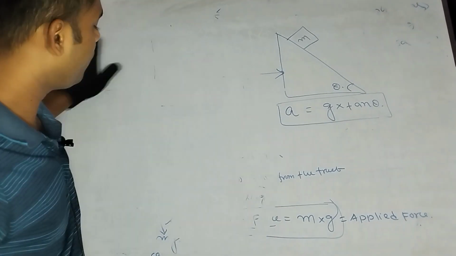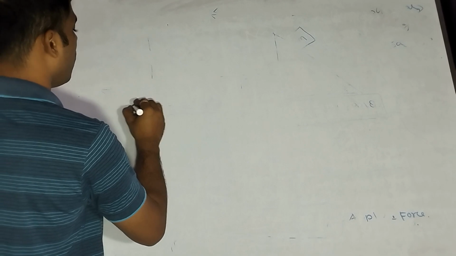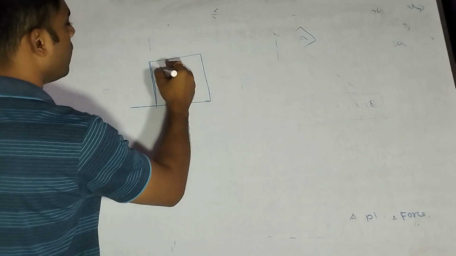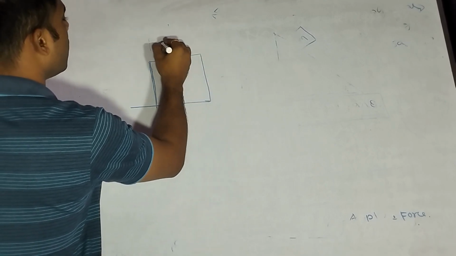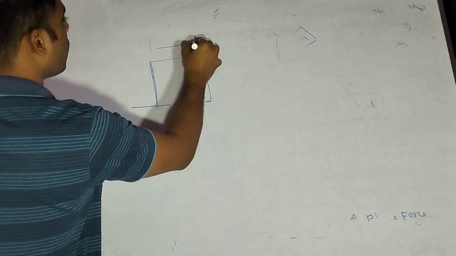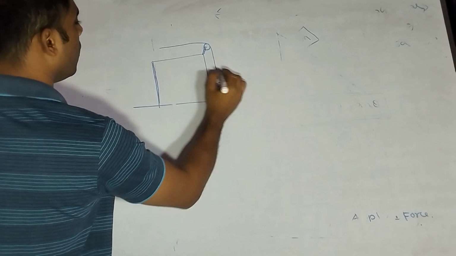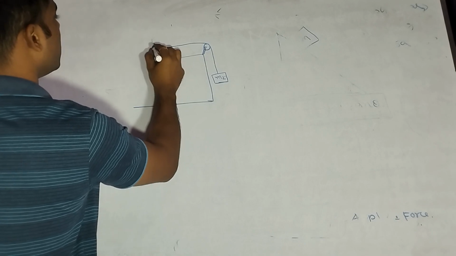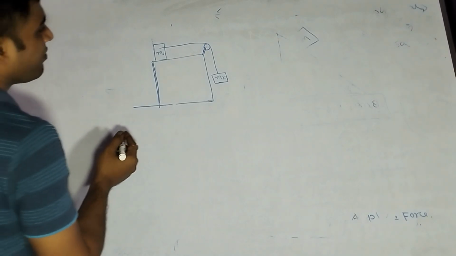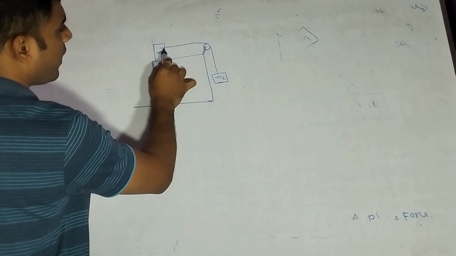Problem: a block. This is the pulley, this is the rope, and M2 and one block is present, this is M1, the block diagram. M1 and M2, two masses, are connected by a string.